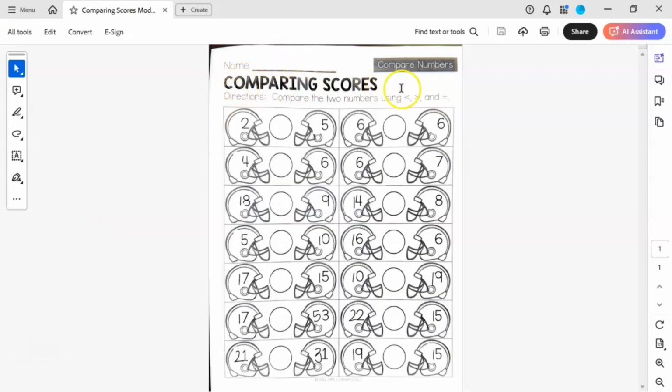Alright, so this is the comparing scores worksheet that I modified. I went back and changed some of the numbers from the original document because my kids that are struggling are not going to need huge numbers to compare. They need to start with the basics, and as I got closer to the bottom, I added maybe some bigger numbers, but again, I will be completing this with them. So I try to stick with smaller numbers for them to start out with.